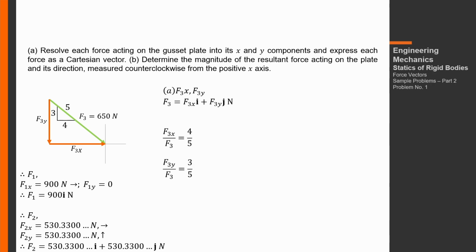And then, para dun sa vertical, so F3y over F3 is equal to 3 over 5. So, ganun din yung concept dun. Pwede rin na yung legs, yung ratio naman ng legs. So, F3x over F3y is equal to 4 over 3.